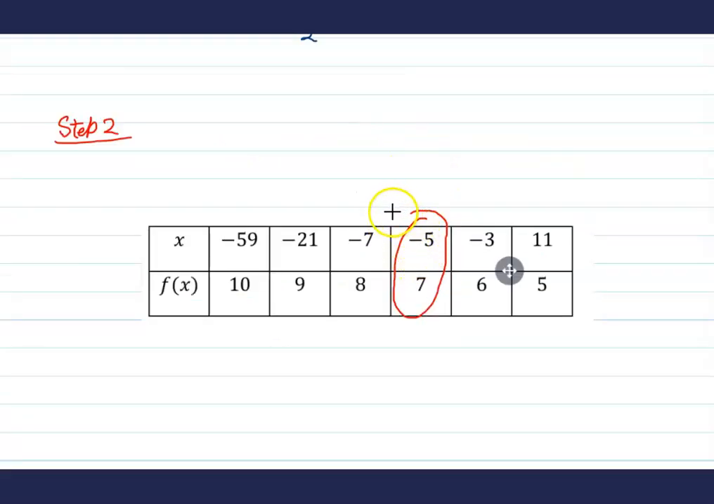We find the fresh differences of x and y values with respect to this inflection point. We take the outward jumps. The difference between -7 and -5 is 2. The difference between -21 and -5 is 16. This difference is 54.